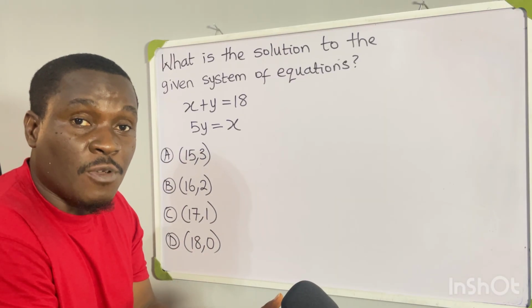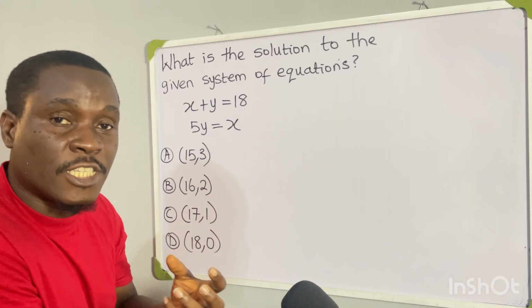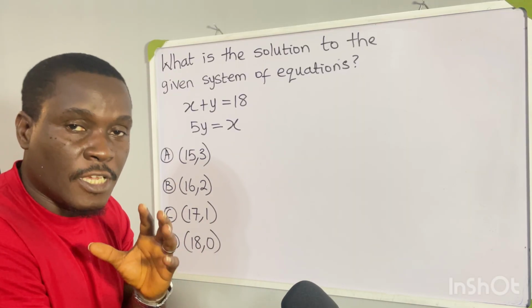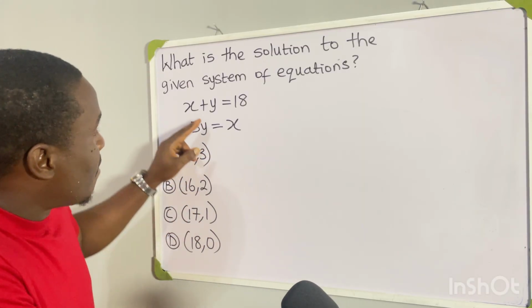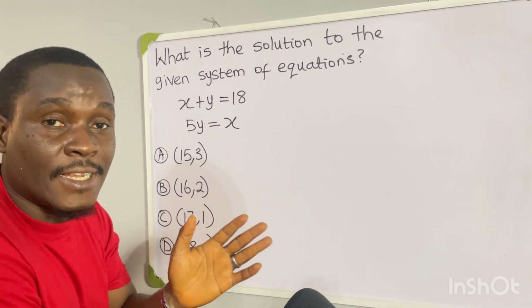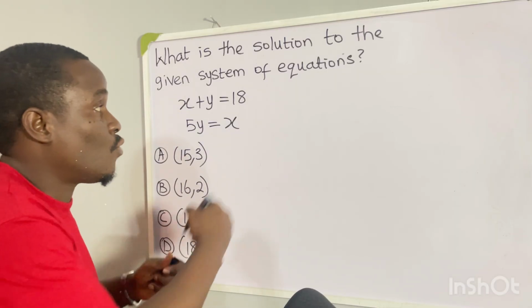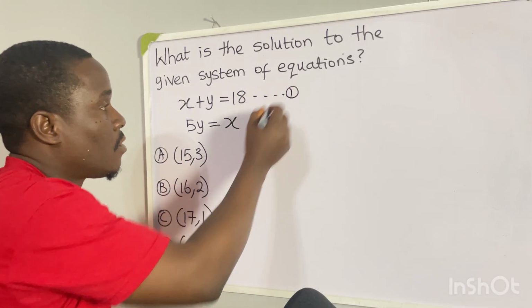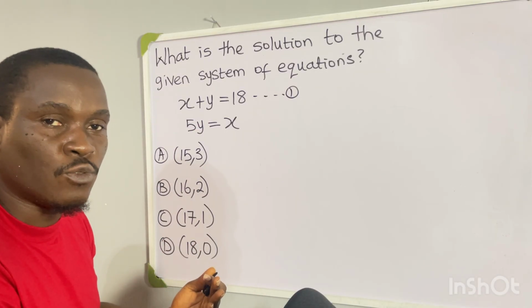So what is a system of equations? A system of equations is two or more equations that we're expected to solve together. They usually contain two or more variables. Whenever you have two variables in one equation, it is not possible to find either of the two variables. You can see that in this first equation, let's call it equation 1, we have two variables here. We cannot find either of the two variables.